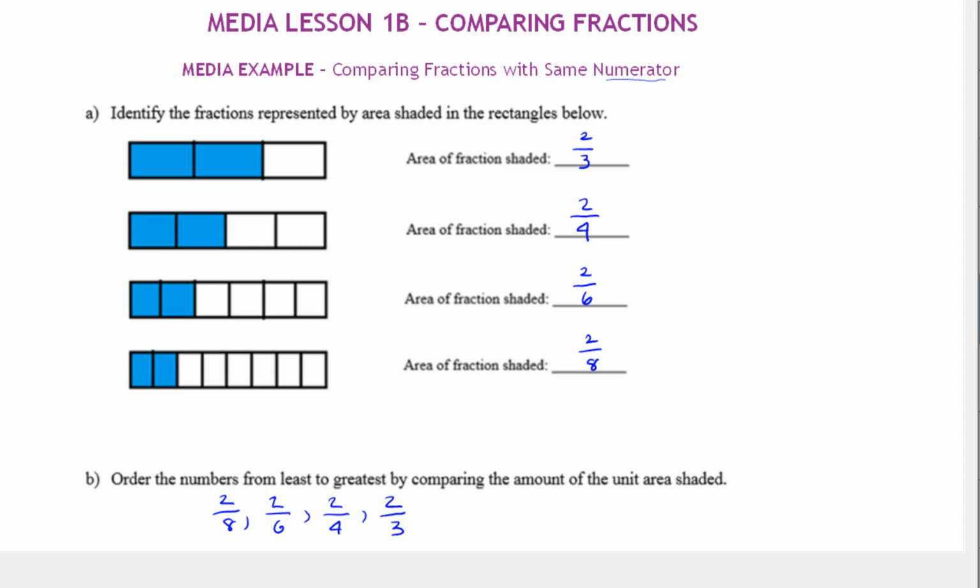Okay, so this is because the more pieces you cut it into, the denominator, the smaller the pieces. So if you have the same amount of pieces, but the pieces are different sizes, the bigger the pieces, so 2/3, the bigger the amount of the unit. Let's look at the next example.